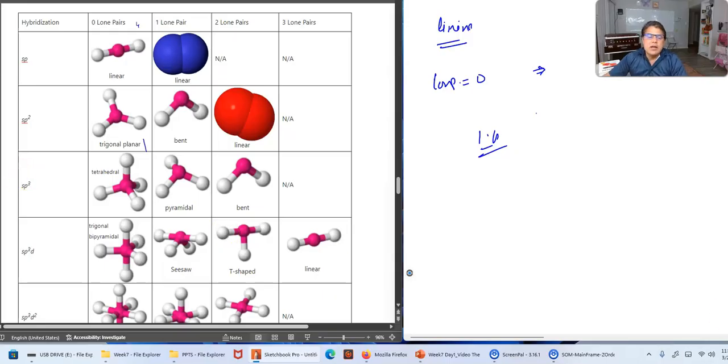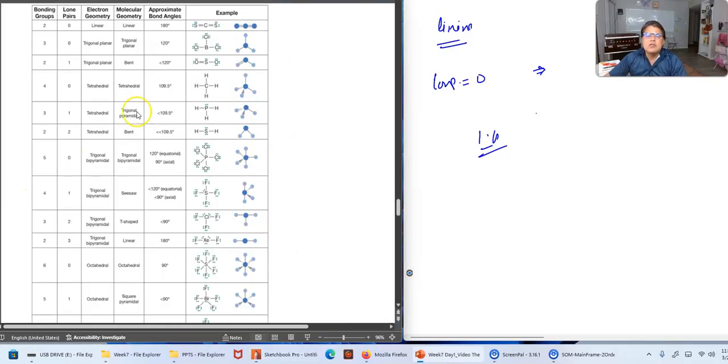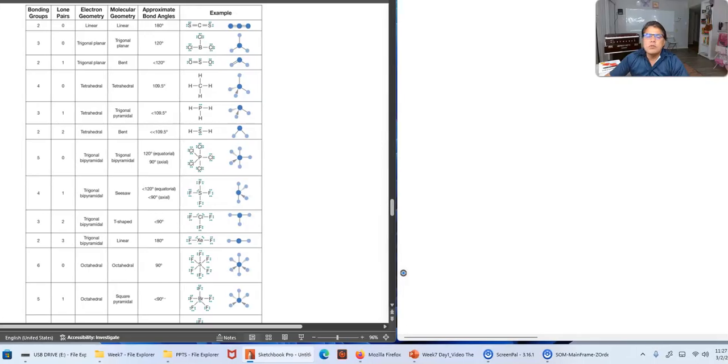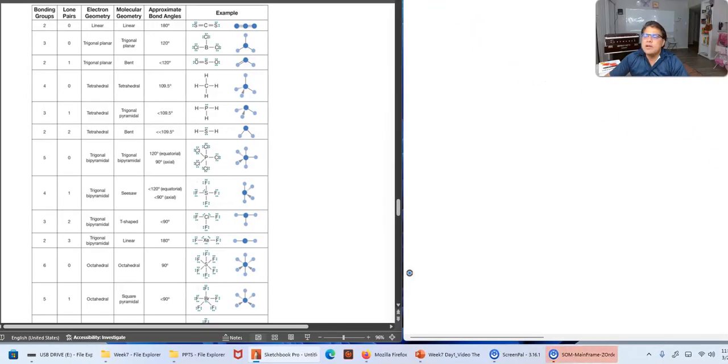But now let's go to the other list. So this is the VSEPR theory. The previous one is hybridization, which we do not have to study. If you are interested, you can read about hybridization, and you can ask me also if you want to study what hybridization is. I have just introduced it for you, and I will tell you what it is.